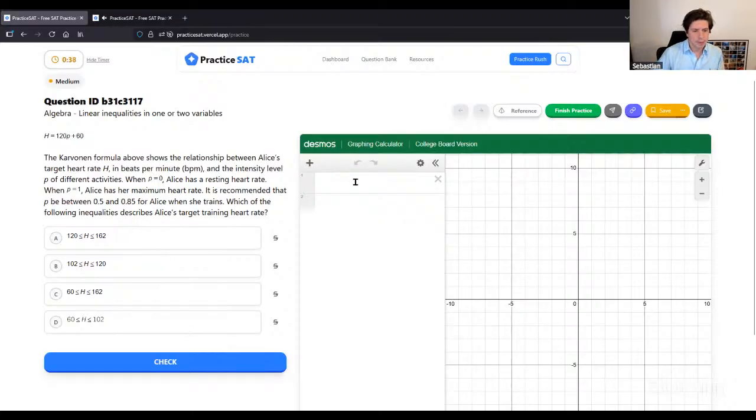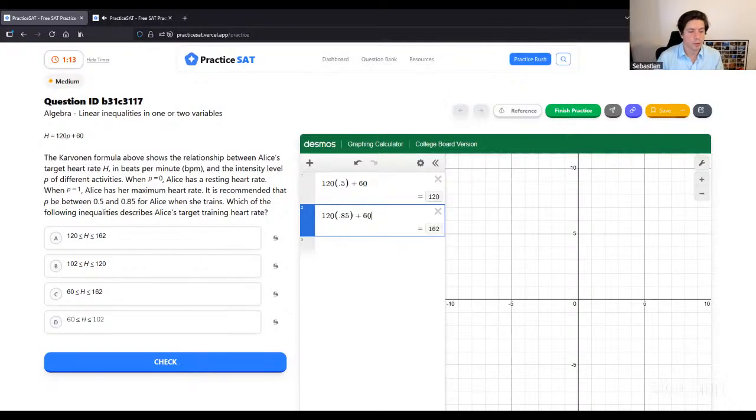So basically we need to do 0.5 and then 0.85. And we're given the formula here. H equals 120P plus 60. So it can be 120 times 0.5 plus 60, so it could be 120 there, or 120 times 0.85 plus 60. That'd be 162. So that's between 120 and 162. That's going to be A. Check. Oh, I got it.